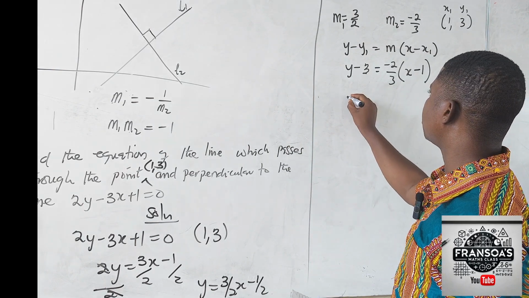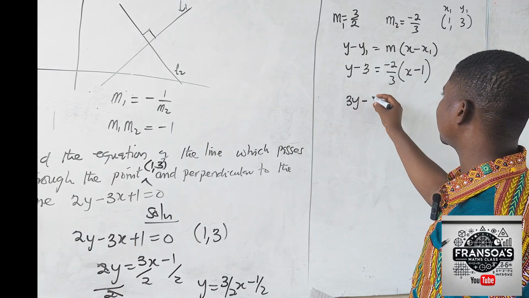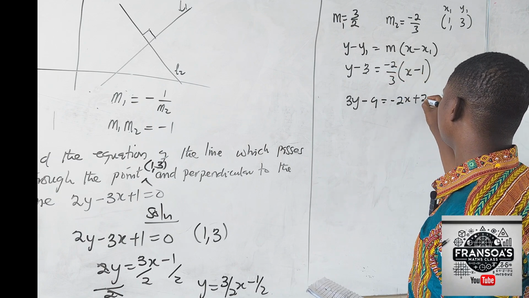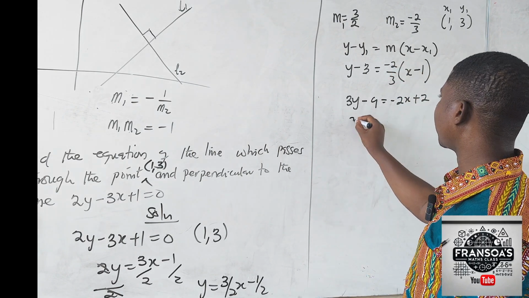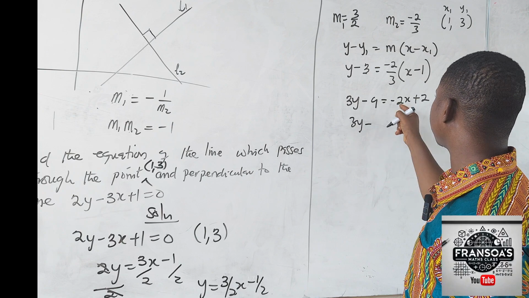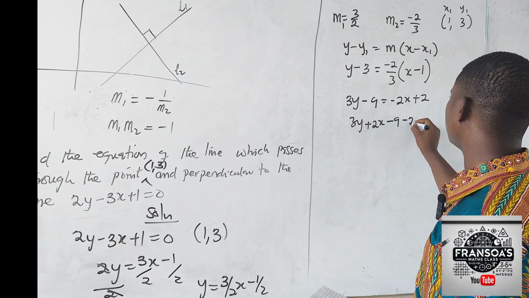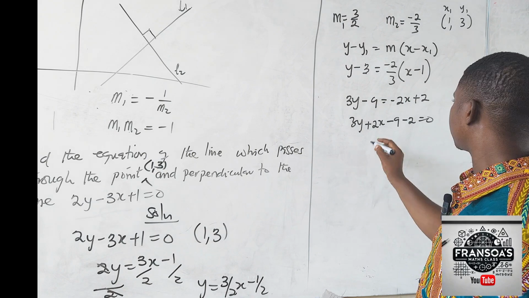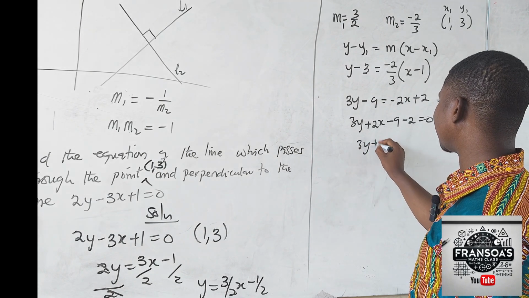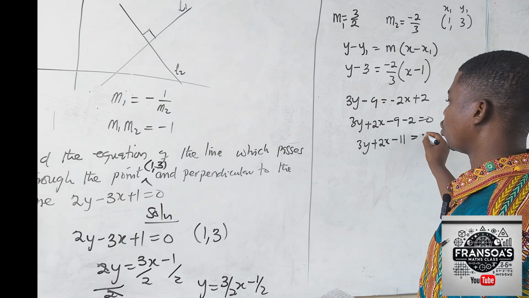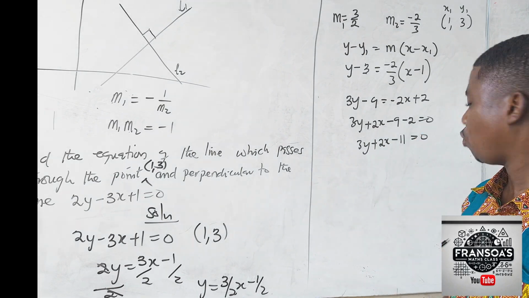So we multiply through, we have 3y minus 9 is equal to negative 2x plus 2. So we have 3y, this is minus, so plus 2x minus 9 minus 2 equal to 0. So we have 3y plus 2x minus 11 equal to 0. And that is one question.